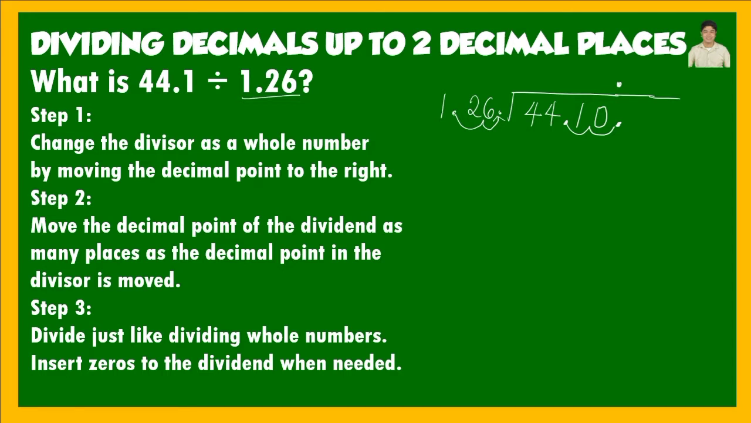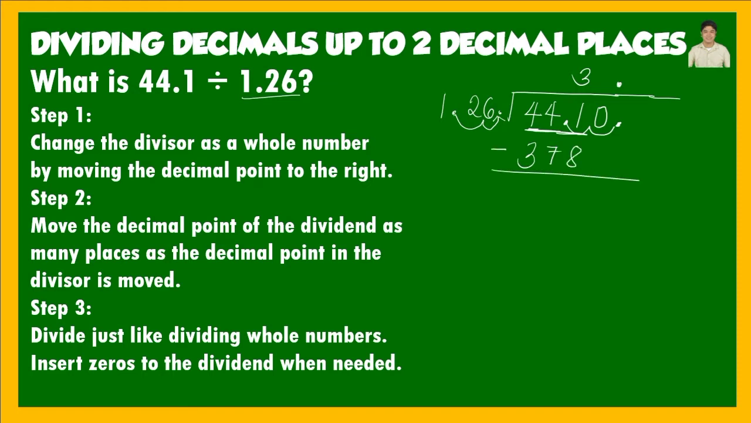Next, let us divide. 4 divided by 126 cannot be. Kunin natin yung next digit, magiging 44 divided by 126, hindi pa rin po ubra. So, kukunin natin ngayon yung pangatlong digit, wherein magiging 441, which is greater than, mas mataas na po sa 126. Therefore, pwede na tayo mag-divide. So, how many 126 are there in 441? We have 3. Next, multiply 3 by 126, we'll get 378.